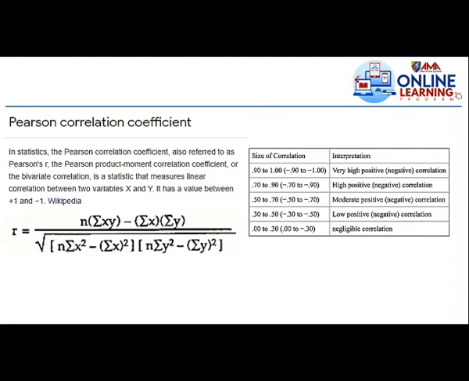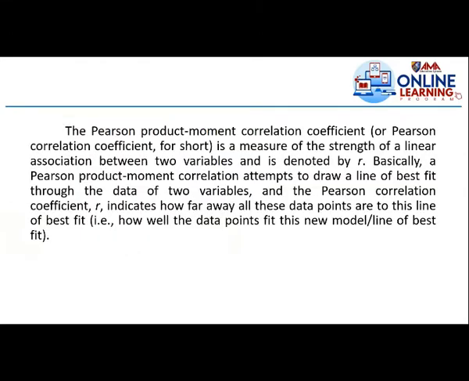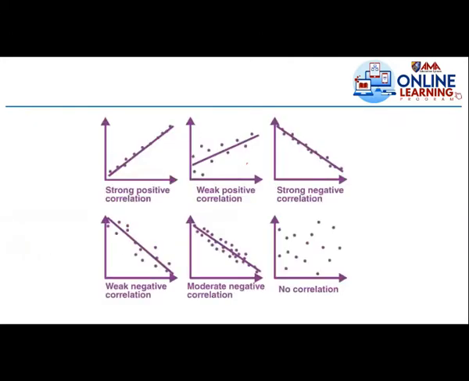Okay. Now, the Pearson product moment correlation coefficient, or Pearson correlation coefficient for short, is a measure of the strength of a linear association between two variables and is denoted by R. So basically, a Pearson product moment correlation attempts to draw a line of best fit through the data of the variables. As you can see, balik tayo dito. Yung line na yan will tell you ano yung ideal line.